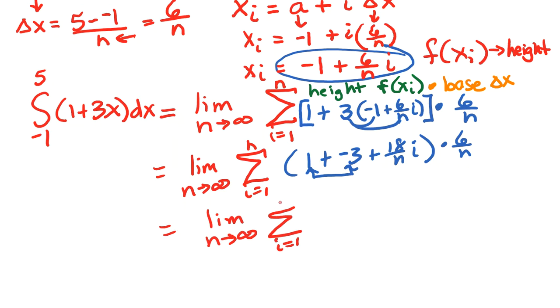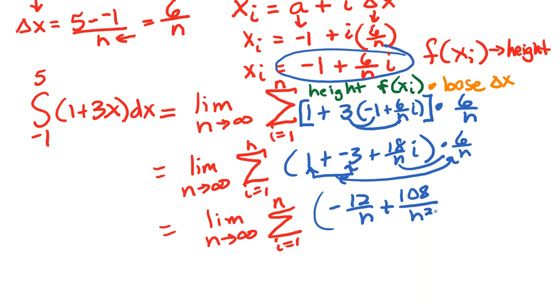sigma i going from 1 to n. So in my next step, I'm going to take this term as a -2 and multiply it times the 6 over n. And I'm going to take the 18 over n times i and multiply it. So 18 times 6 is 108 over n squared times an i.